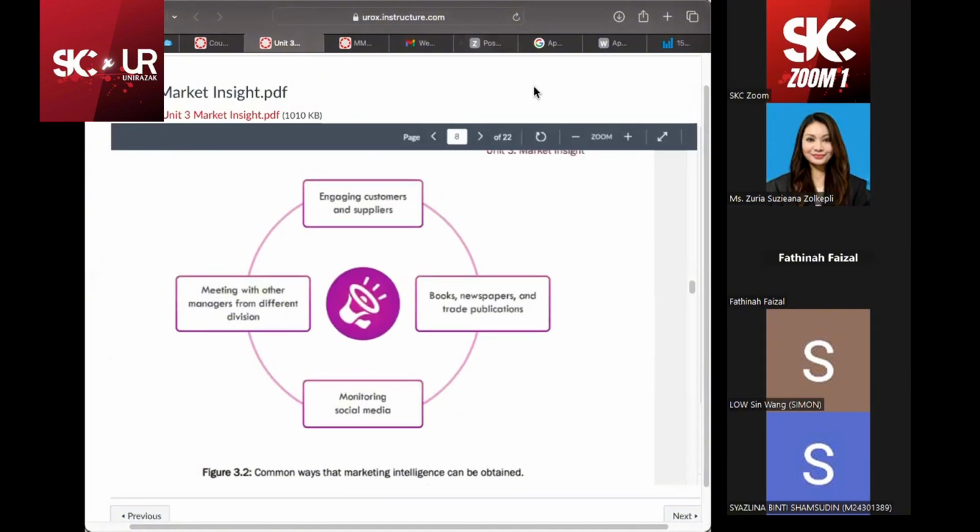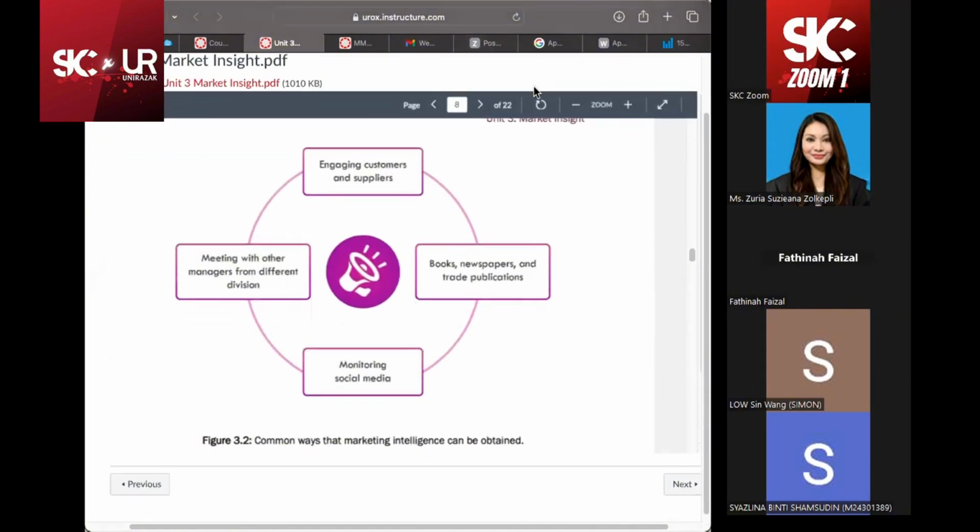So I'm just going to share with you a little more on this topic. After this, we're going to move to a much more interesting topic. Common ways that marketing intelligence can be obtained. So where can we get information? Definitely by engaging with our customers and suppliers to get more information. For customers, about their preferences, their behavior, their perceptions, and for suppliers, about how to make the value chain more efficient and so on.